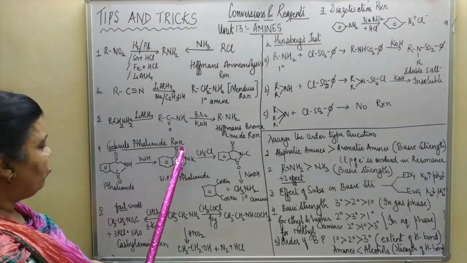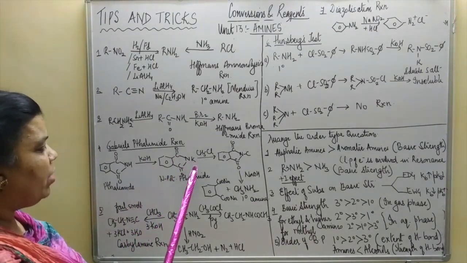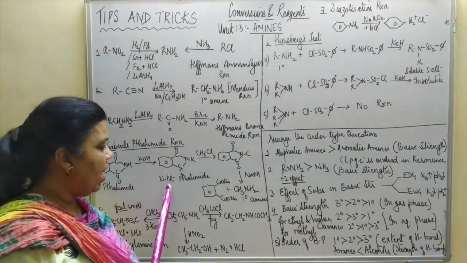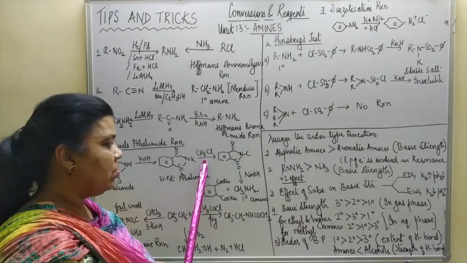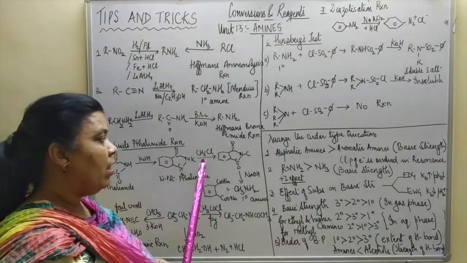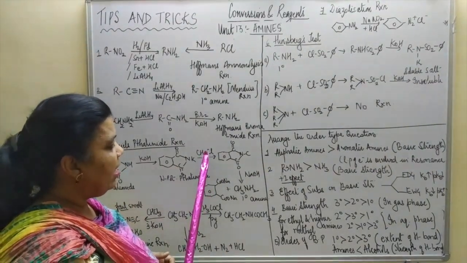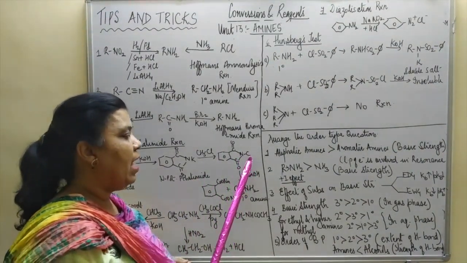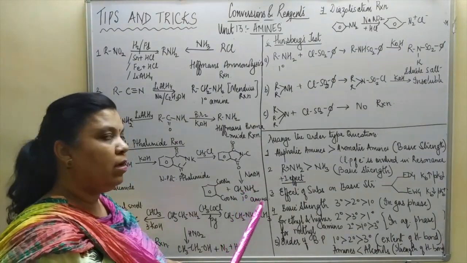Next is Gabriel's phthalimide reaction. Gabriel's phthalimide reaction starts from phthalimide. Phthalimide, when treated with KOH, forms N-potassium phthalimide, where the hydrogen attached to nitrogen is replaced by potassium. Further on treatment with alkyl halide. Now the alkyl halide chosen should be such that whatever number of carbon atoms in the amine we have to form, that many carbon atoms should be there in the alkyl halide which has to be taken. Now this alkyl halide, when treated with N-potassium phthalimide, will form N-alkyl phthalimide. Here it is forming N-methyl phthalimide, followed by hydrolysis using NaOH, so that you get 1 degree amine.